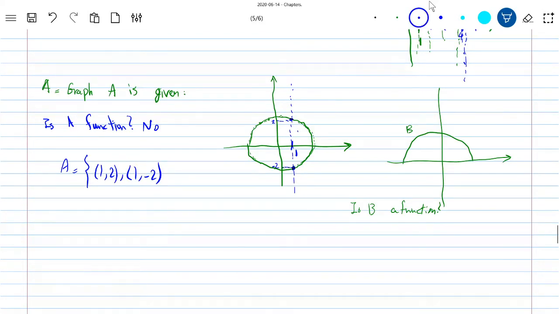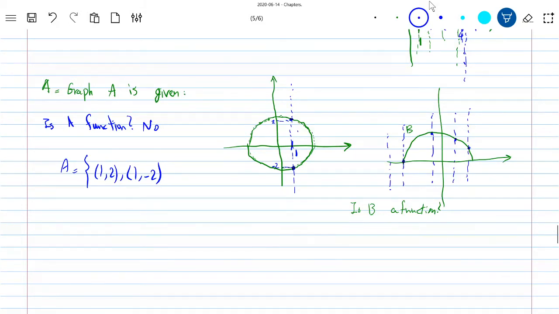Let's draw a vertical line test. It crosses 1 time here. What if I draw there? Crosses 1. What if I draw here? Still crosses 1. Anywhere that I draw this, crosses 1. At this point, it doesn't cross at all. That doesn't cause any problem.